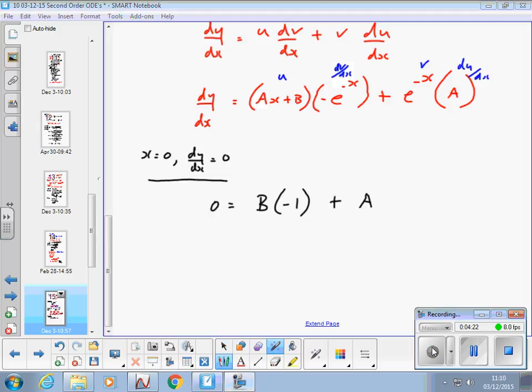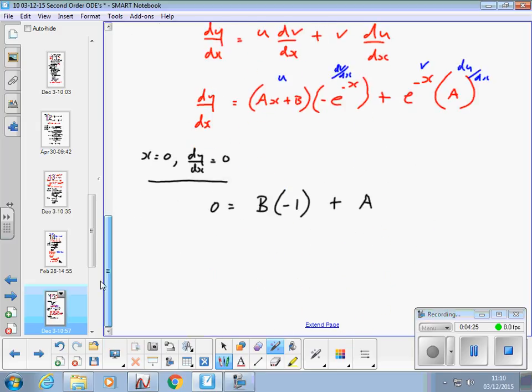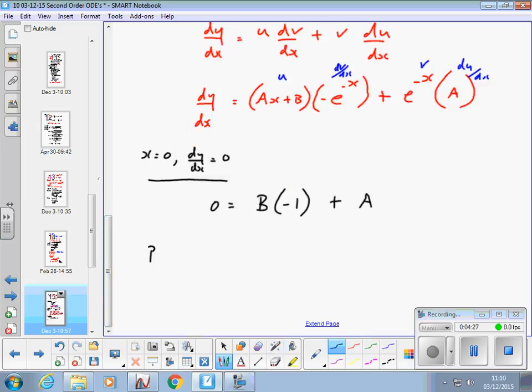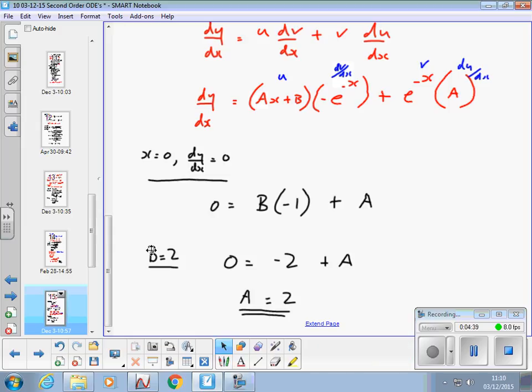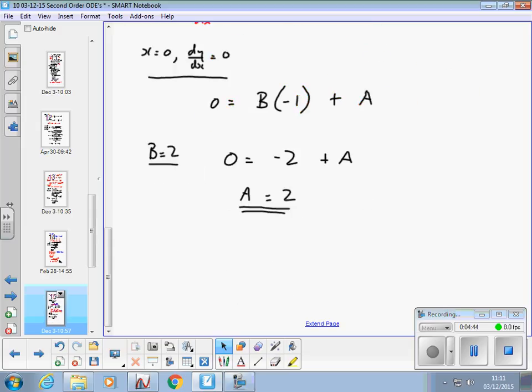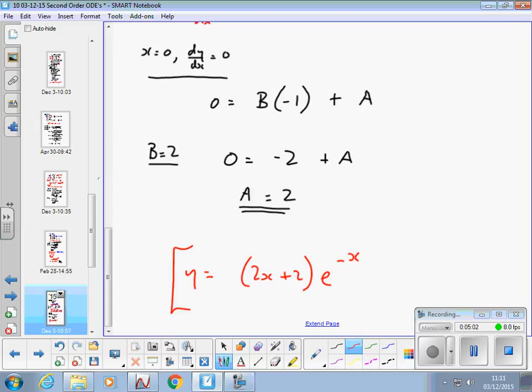Now we know what b is. We know that b is 2, so we can find a. So therefore 0 equals minus 2 plus a. So a must equal 2. So we've got a equals 2 and b equals 2. So we can now write down our particular solution. y equals (ax plus b) e to the minus x, so that's (2x plus 2) e to the minus x is our particular solution.